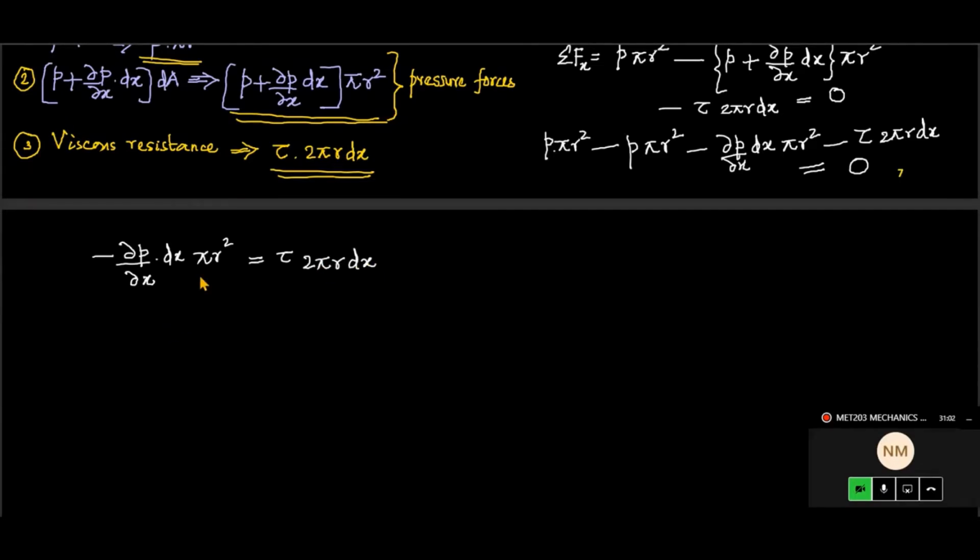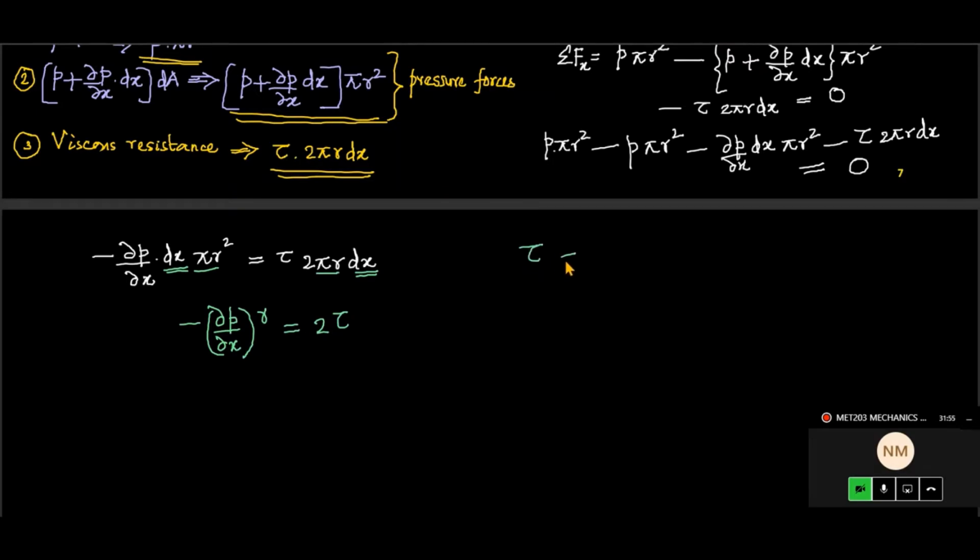So for the variation of shear stress, this pi r can be cancelled, and one radius will remain on the left side. This dx and dx also will be cancelled. So what remains is minus dou P by dou x, let me put this in a bracket, and one radius remains. And on the other side you have 2 into shear stress. So you will get an expression now. This is what we require.